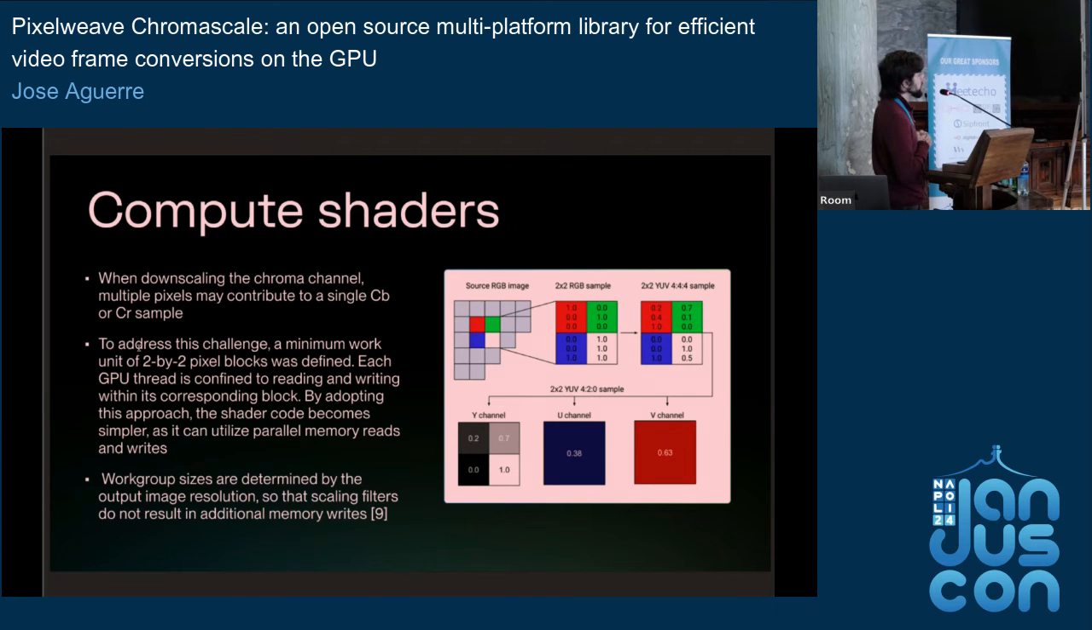So in order to be able to have each of the GPU threads work independently, we define a minimum work unit of 2 by 2 pixel blocks, and we let each GPU thread read those 2 by 2 pixels, so those 4 pixels, and do the work and write into the output image either 1, 2, or 4 pixels, depending on the chroma subsampling that you're choosing. Also, the work group sizes, which is something important for compute shaders, are determined by the output image resolution, so that the scaling filters do not result in additional memory writes.